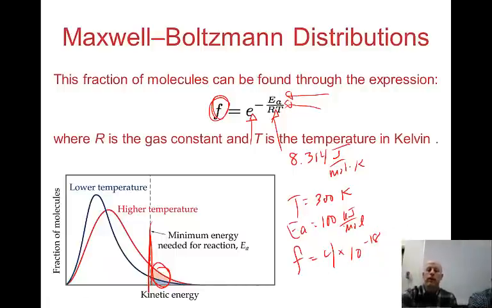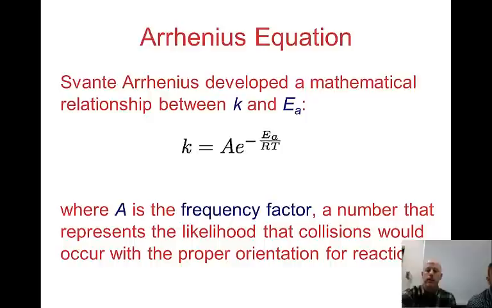Now there is one more thing we have to take into account when we're looking at the fraction of molecules that have sufficient energy to react. We've already looked at the activation energy here. We've already looked at the temperature here. There is one more consideration, and that would be an A value, or what's referred to as a frequency factor. A frequency factor is, as you can read here, a number that represents the likelihood that collisions could occur with the proper orientation for a reaction. So size and steric hindrance are going to come into play here. There are some other considerations besides the activation energy and temperature.